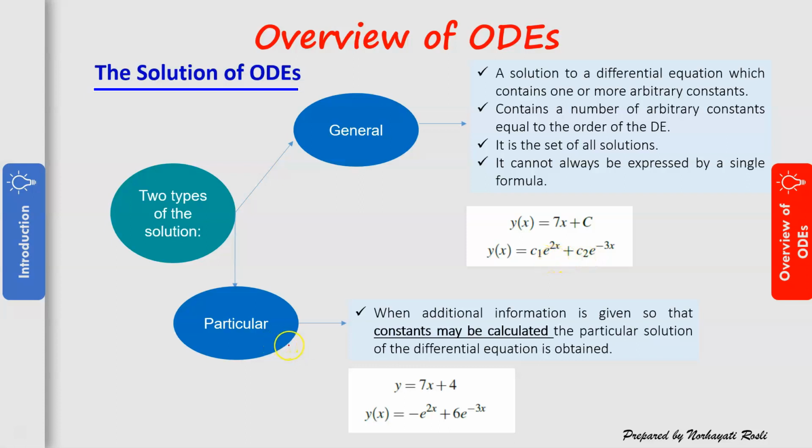And then we go to the particular solution. When additional information is given so that the constants may be calculated, in that case, the solution is called a particular solution. For example, if this c we can compute and we get 4 here, then y equal to 7x plus 4 we call a particular solution. And for the second one, if you calculate c1, you get negative 1, and c2 you get equal to 6. Then this y(x) we can call a particular solution.